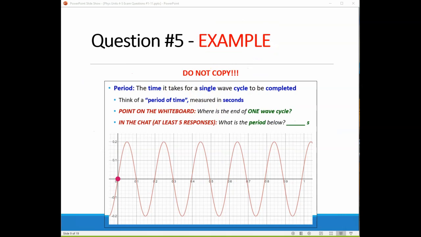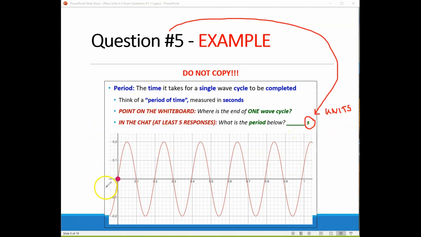Okay, question number 5 is how to find period. Period, on the other hand, is the time for just one wave to be completed. Remember that this is a period of time, and so our units here should be S for seconds. Make sure for question number 5 that those are the units you put in. Otherwise, the computer will mark it as wrong. You should be putting in S.